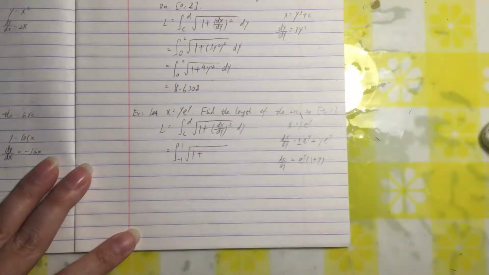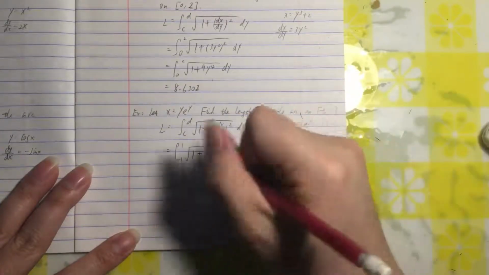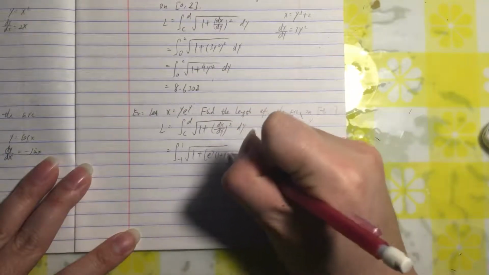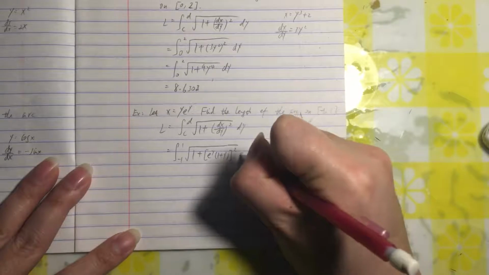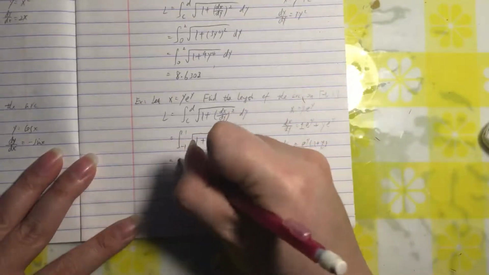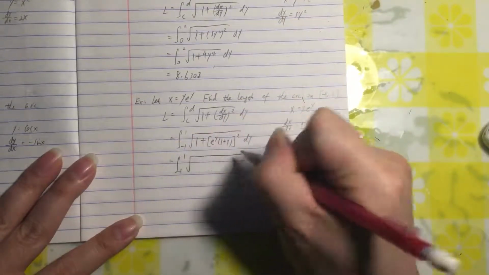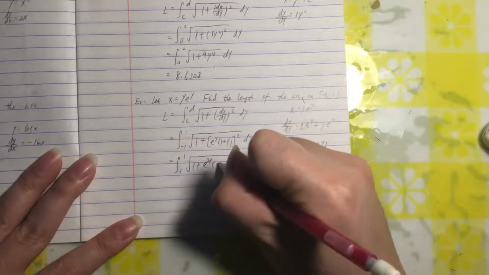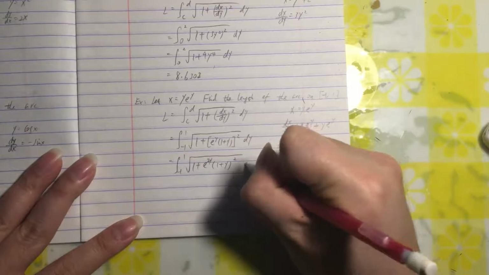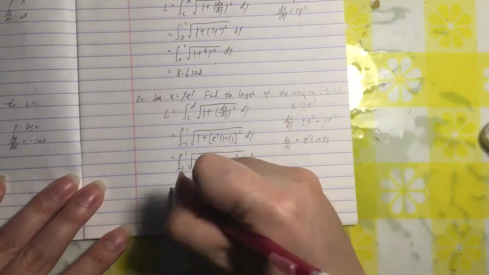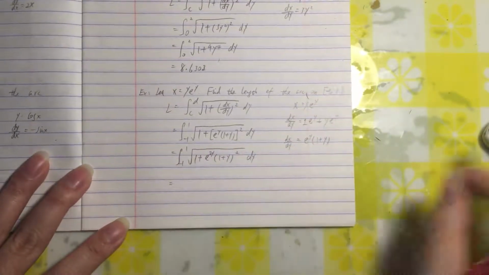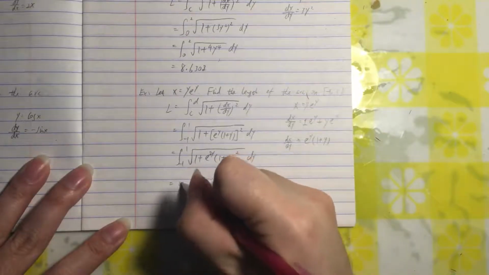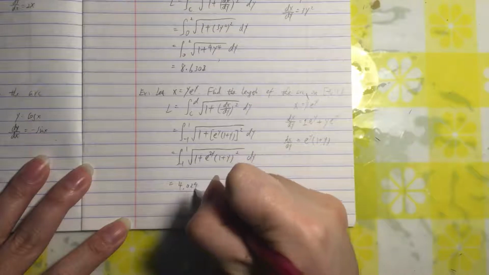1 plus square root of 1 plus dy over dx. That's e to the power of y times 1 plus y square dy. If we simplify, we get square root of 1 plus e to the power of 2y times 1 plus y square dy. Then use calculator for integral. In my calculator, I get 4.0293.